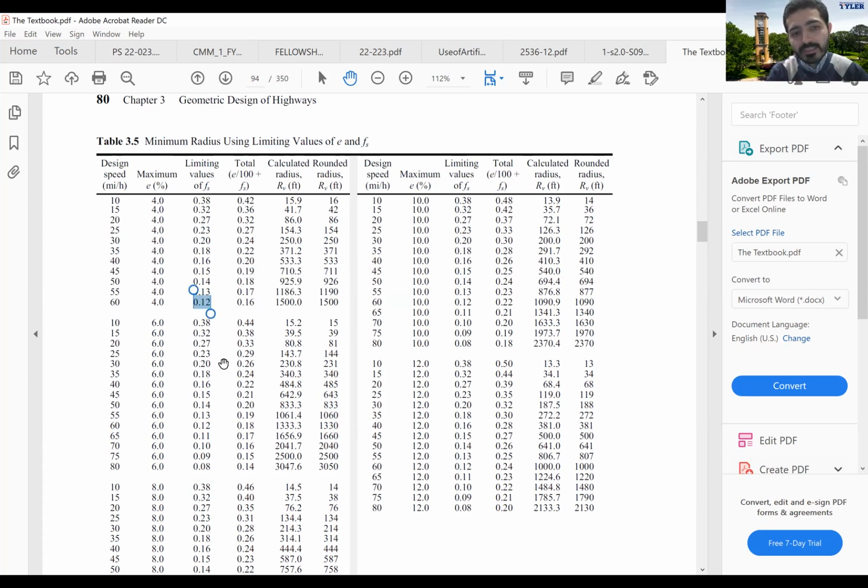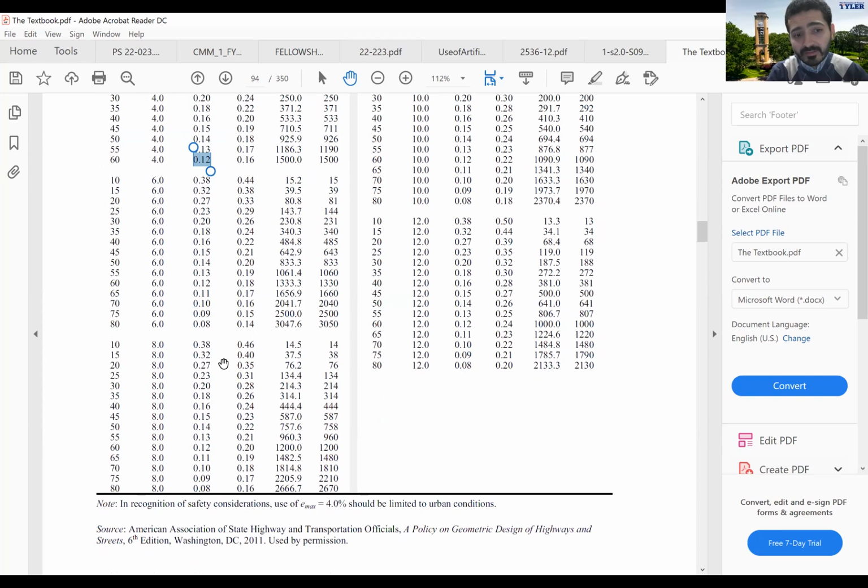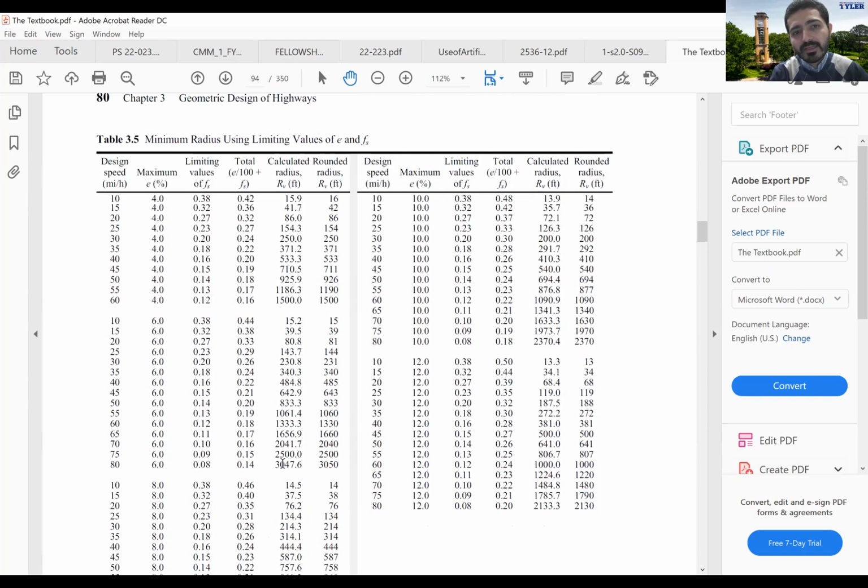But for our case, we know that the speed was 70. We know that the e is 8. So this is the line here: 70 miles per hour, the superelevation is 8%, and the side friction is 0.1. So by going through the equation, again, it's about 1814.08. That's just an approximation, based on the calculated R.